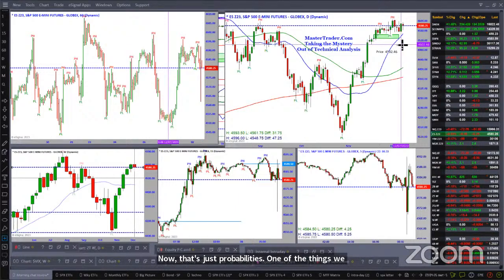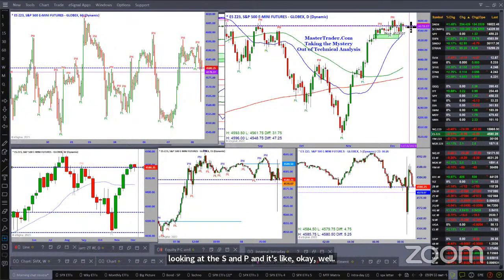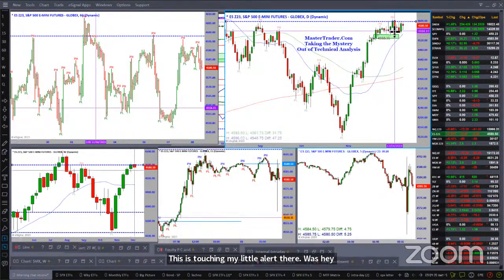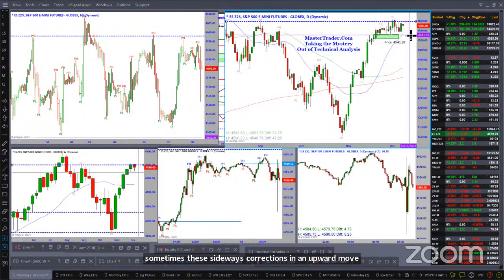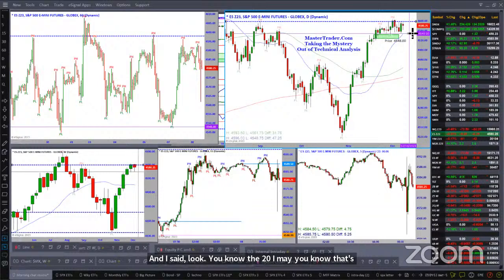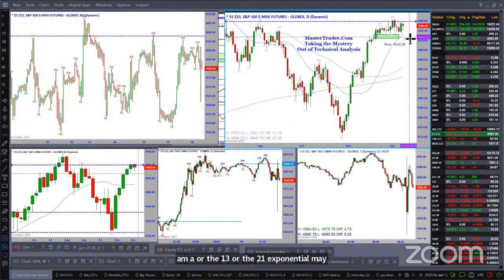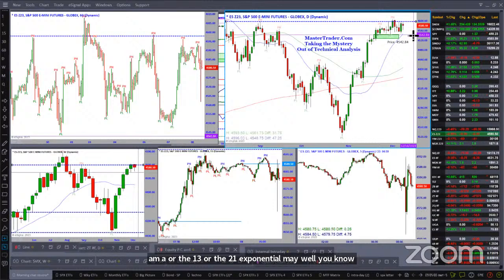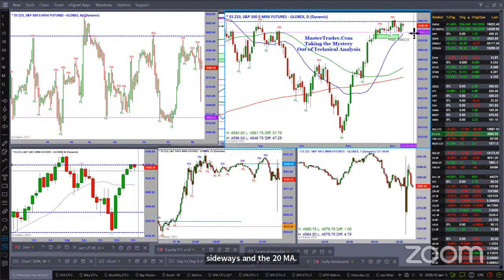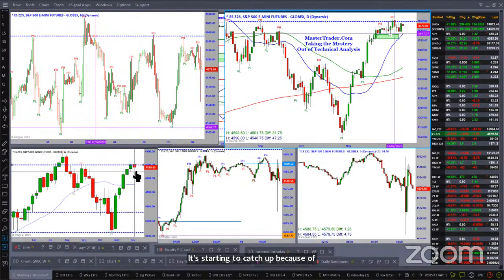One of the things we spoke about yesterday in the room, we're looking at the S&P, and this is touching my little alert there, was that sometimes these sideways corrections in an upward move continue after going sideways and they reach the 20 MA. And I said, look, the 20 MA, that's subjective. Why not the 10 MA or the 13 or the 21 exponential MA? Well, it's just something that we've used over all the years. It's been a pretty good guide, right? Still subjective. Anyway, you can see it's going sideways and the 20 MA is starting to catch up because of the sideways price action.